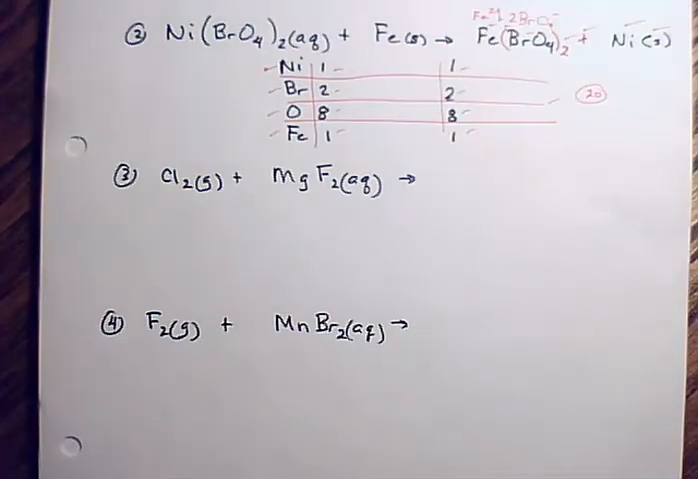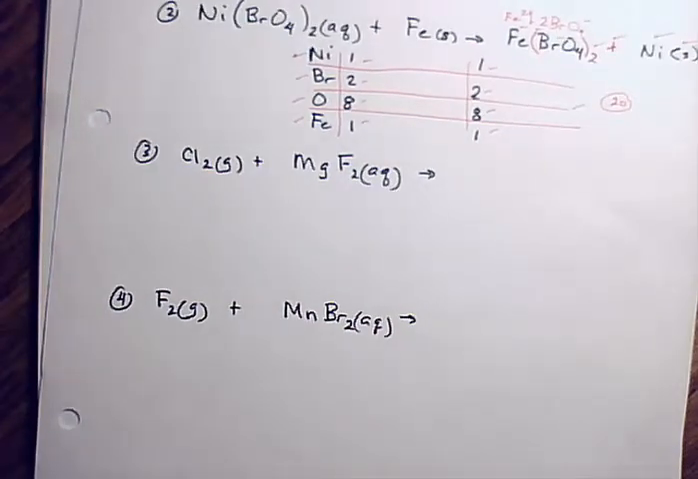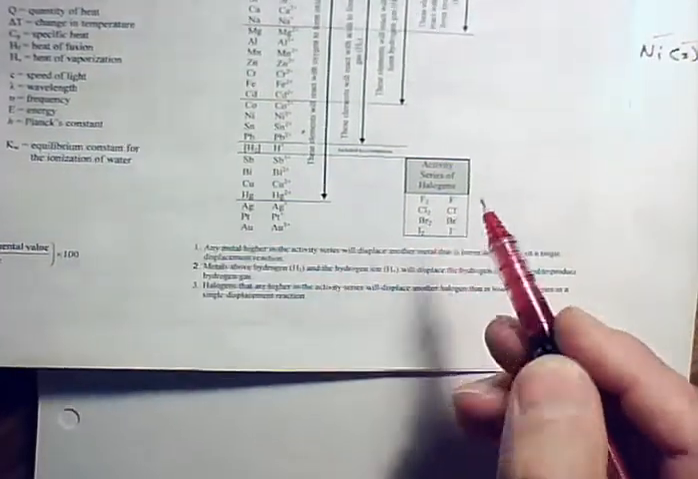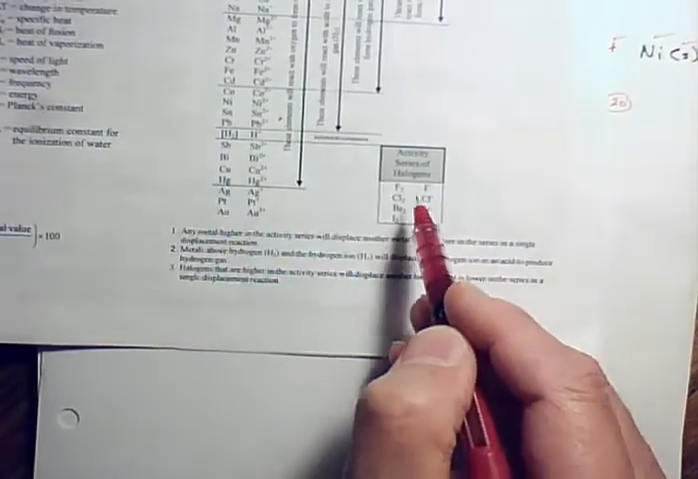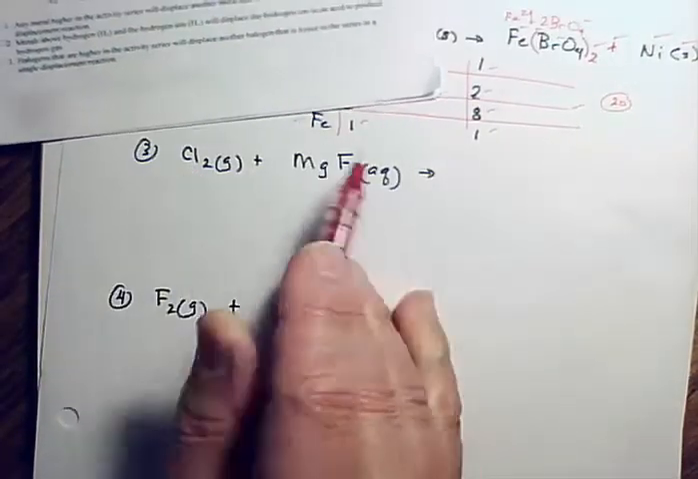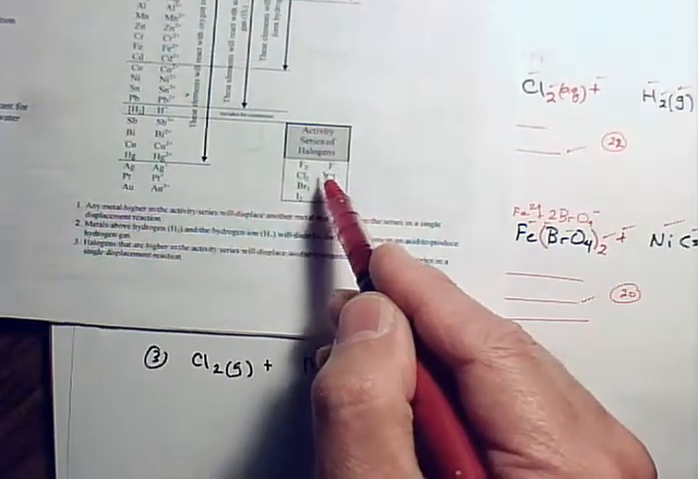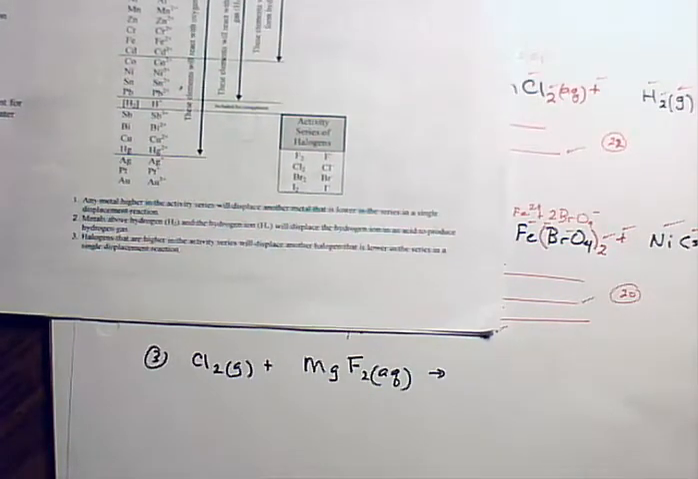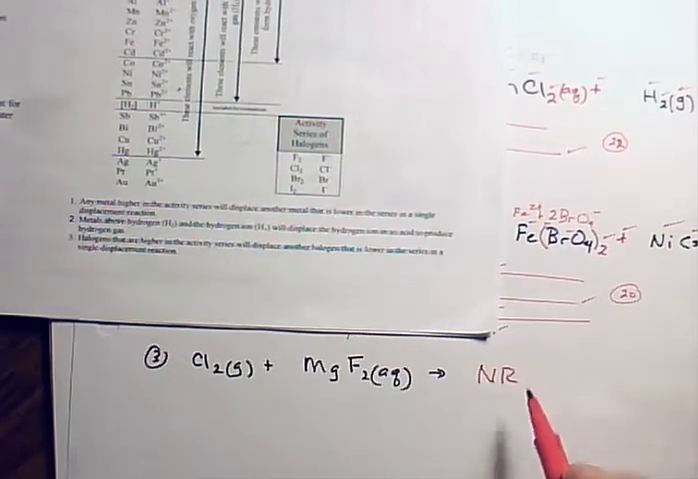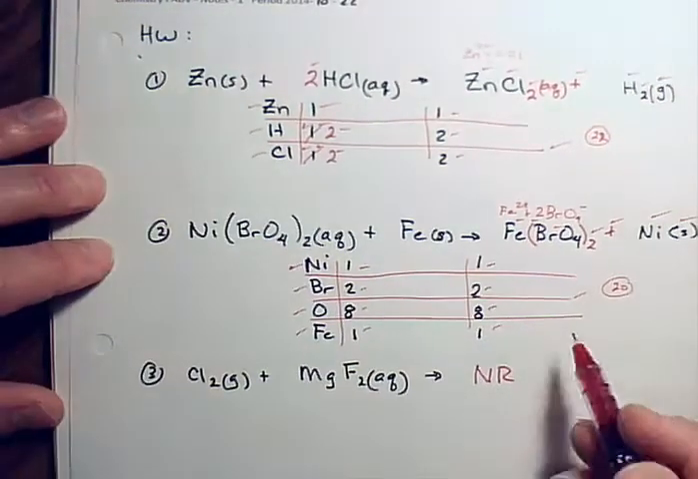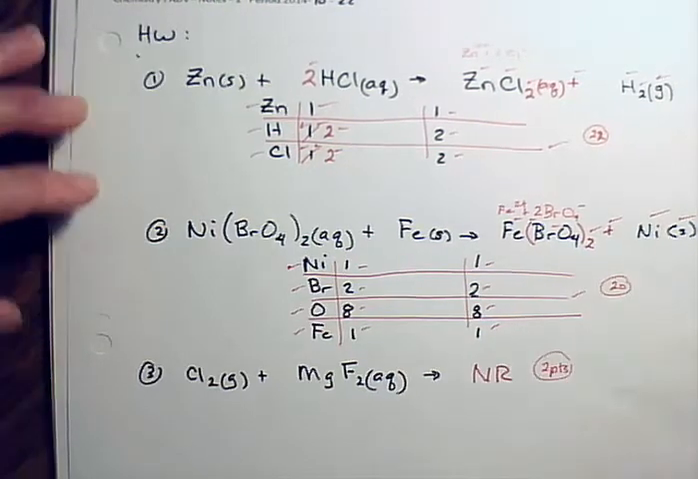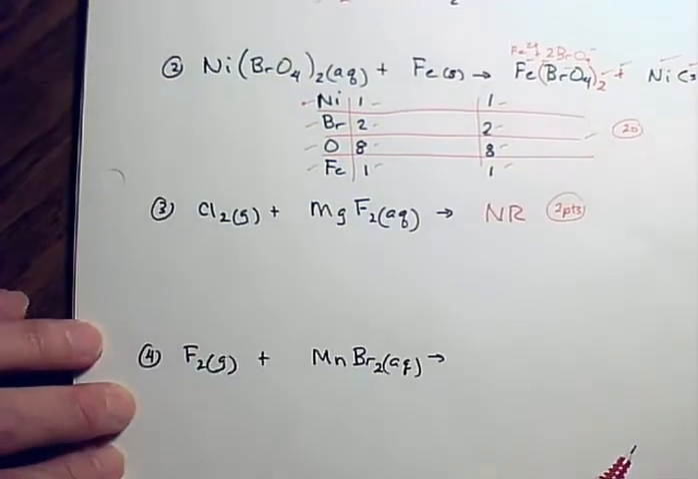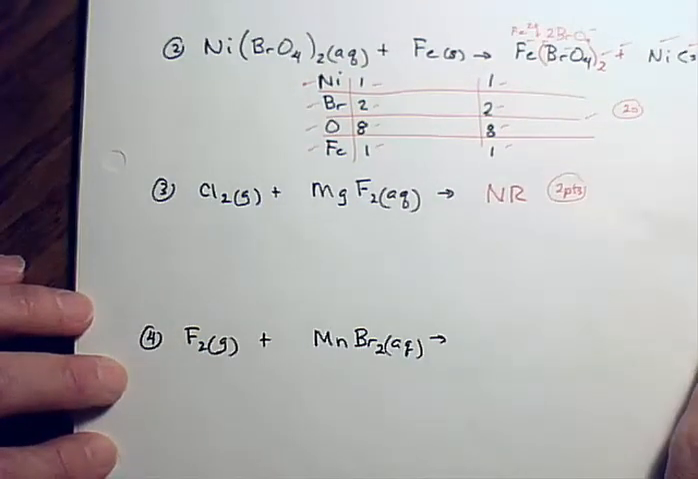So looking at the activity series, we need to figure out, will chlorine displace fluorine in a compound? And so we look down here at the activity series of halogens, and we see that fluorine is above chlorine. Chlorine is not more active than fluorine. Okay? Chlorine is less active than fluorine, so chlorine will not displace fluorine. So really, the only thing you have to do here is write that. And so that's worth 2 points. And that NR means no reaction.